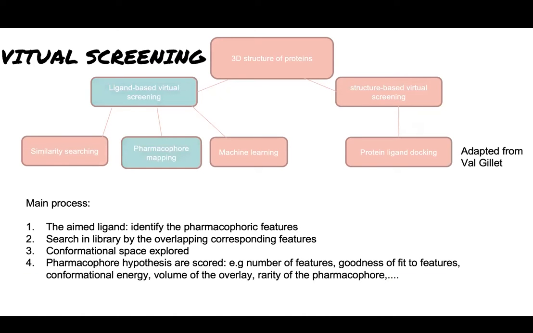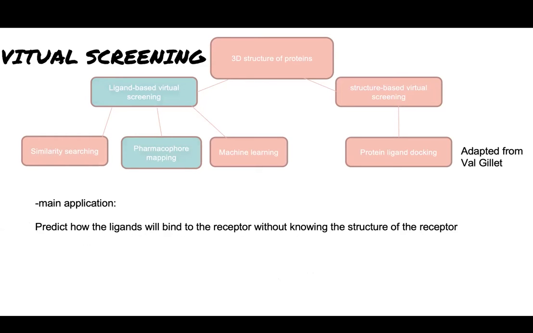The basic steps for the process for pharmacophore mapping are firstly, to find out the pharmacophore features in each ligand identified. Then select the ligands having corresponding features at a conformational scale in the library by being overlaid with the aimed ligand. Then it will also give us a ranking by the pharmacophore hypothesis. In all, we can conclude that we will use the pharmacophore mapping when predicting how the ligands will bind to the receptor without knowing the structure of the receptor.